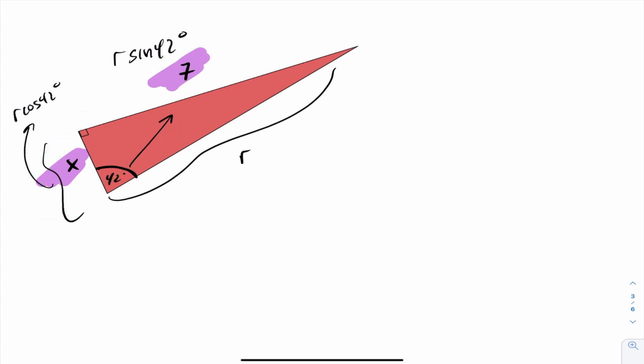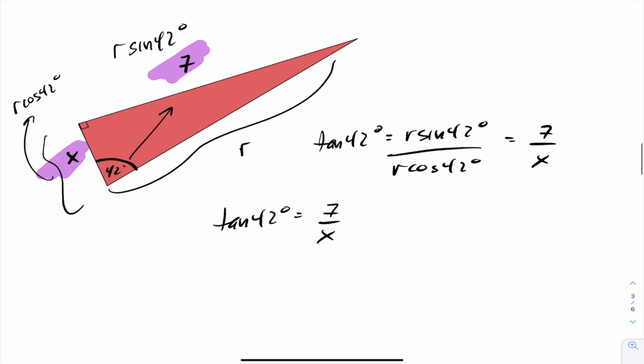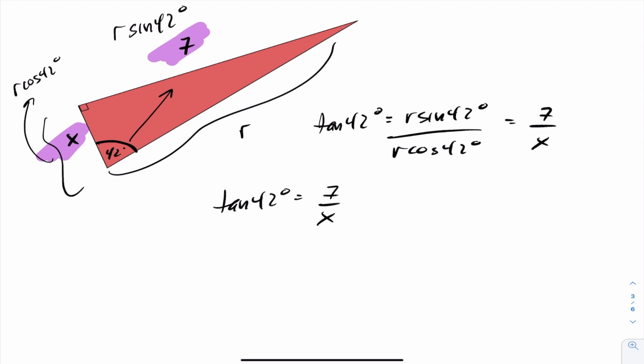So in this case here, we've got the tan of 42 degrees equals r sine 42 over r cos 42, which in this case becomes 7 over x. So now we have the tan of 42 degrees is 7 over x. If I want to solve for x here, you always want to get your variable. The variable I'm interested in is in the denominator. I want to bring it to the top. I'm just going to multiply across by x. If you multiply across by x here, you get x tan 42 is 7.